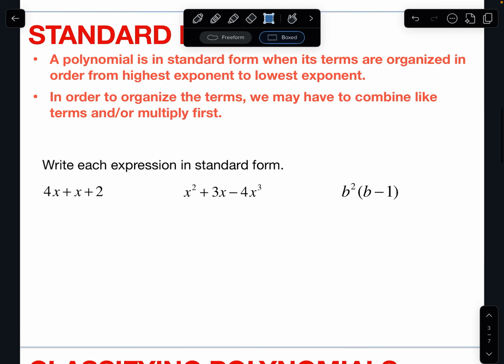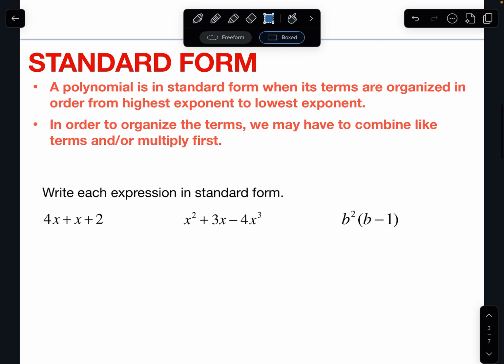Now, these are all examples of polynomials as well. And here we're going to practice simplifying them, putting them in standard form. A polynomial is in standard form when its terms are organized in order from highest exponent to lowest exponent, biggest to smallest. And in order to put those terms in order, we may have to combine any like terms first, or maybe do some multiplication, some distribution, some foiling potentially. Then we can see how our exponents compare to each other.